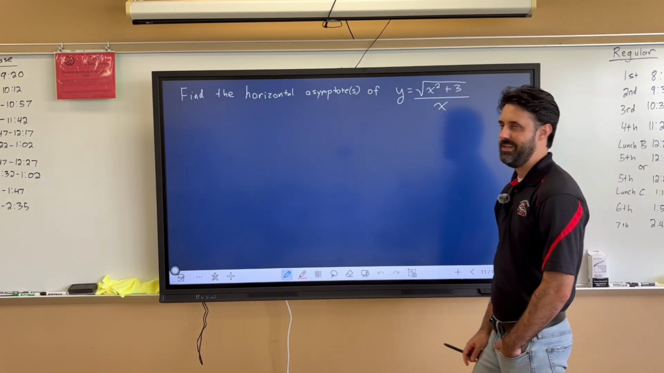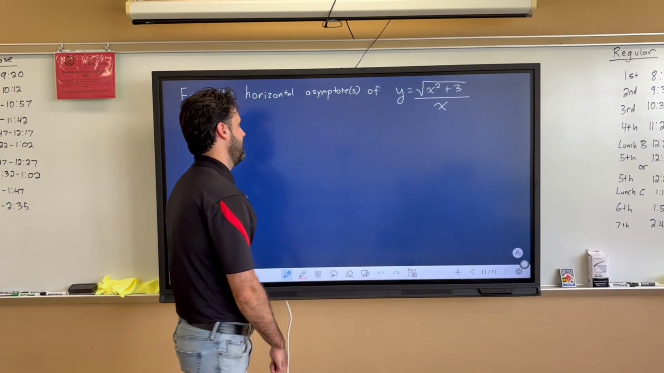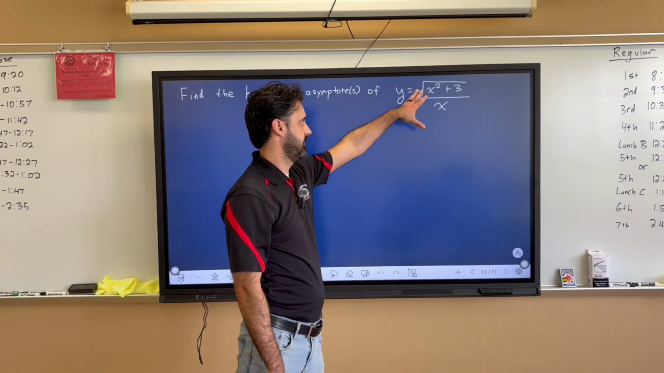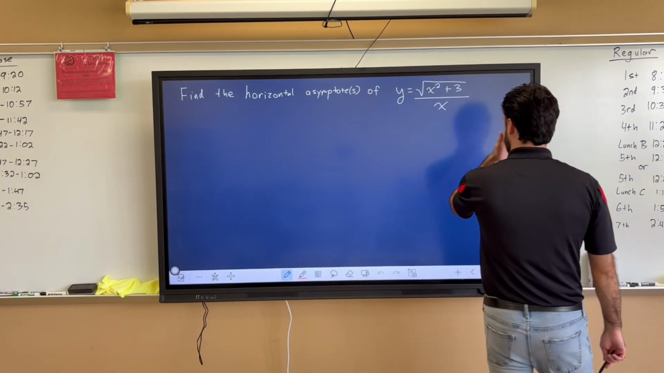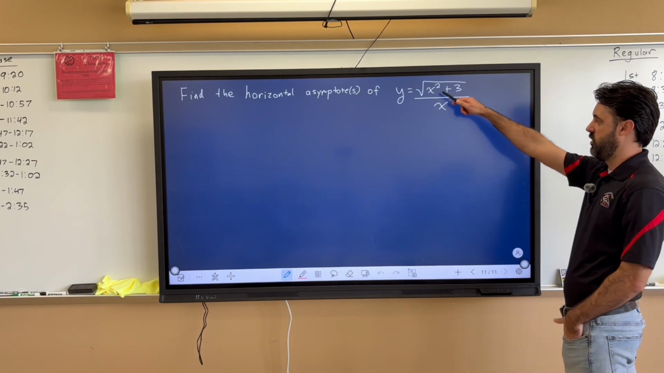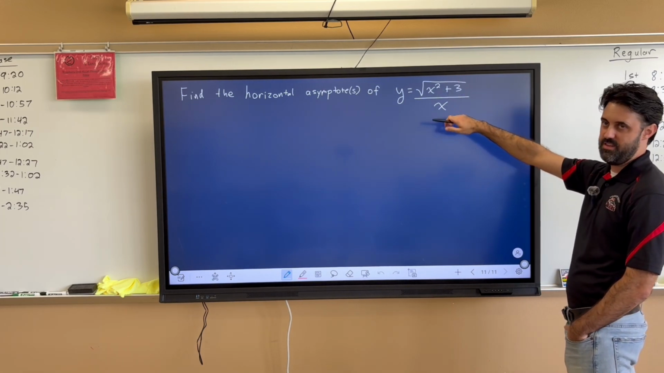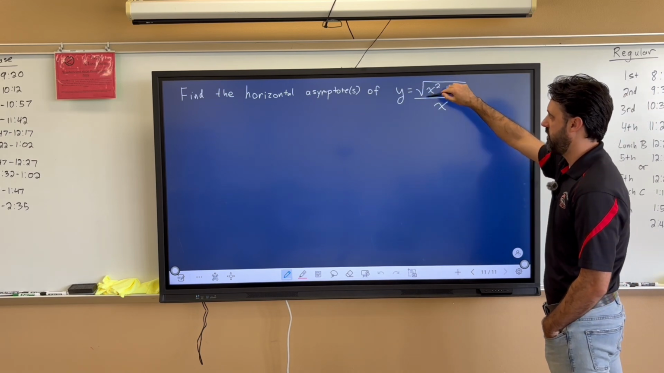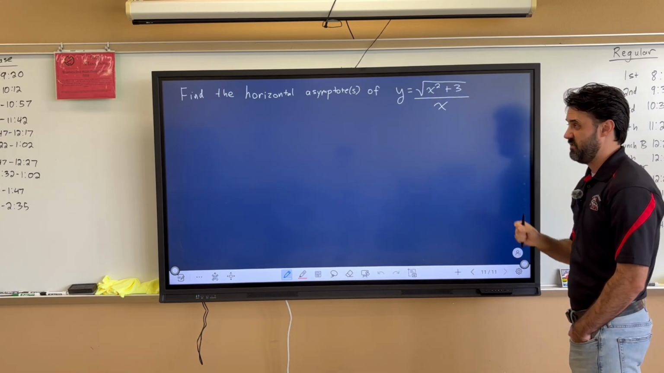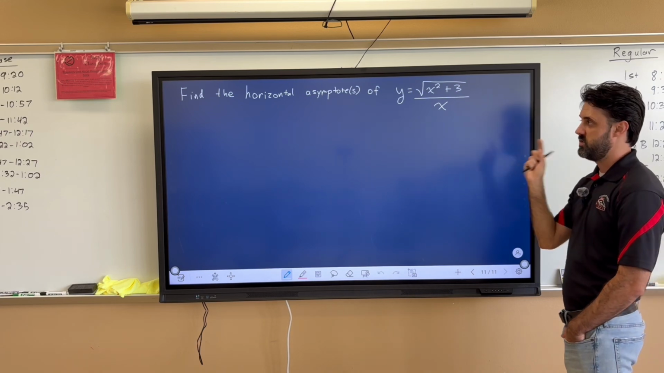All right, last one, and this one is pretty tricky. It says find the horizontal asymptotes of this function. Okay. Now, it's not a polynomial over a polynomial. And so when we have a fraction and they're not polynomials, it's not a polynomial because of the square root, we have to check if there's one horizontal asymptote or if there's 2.